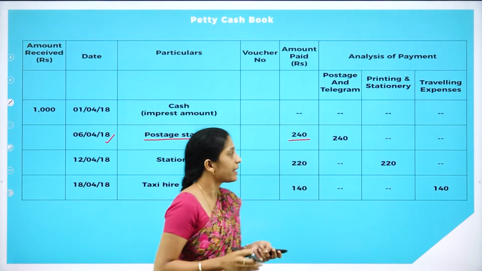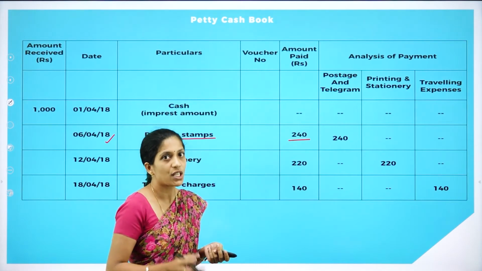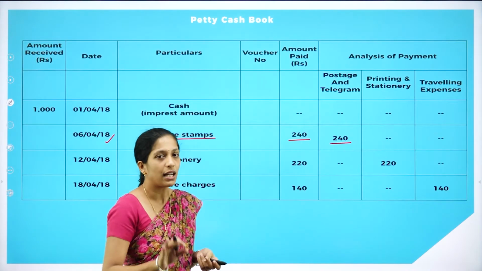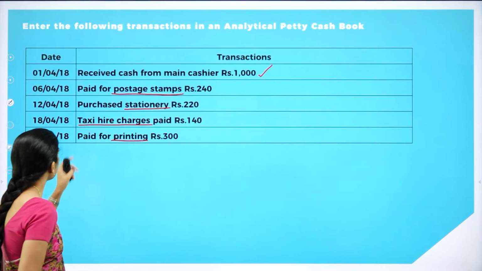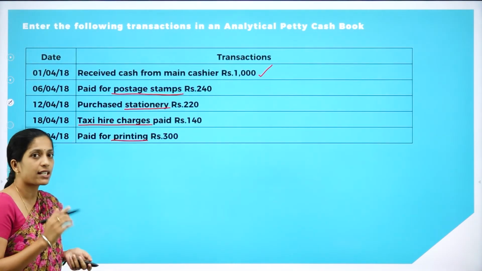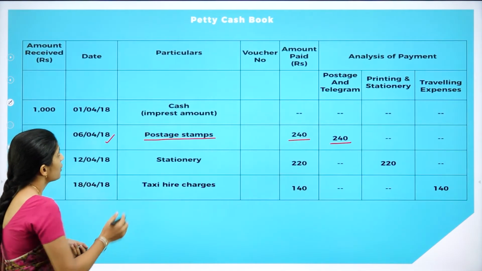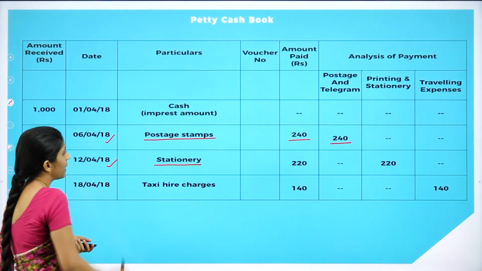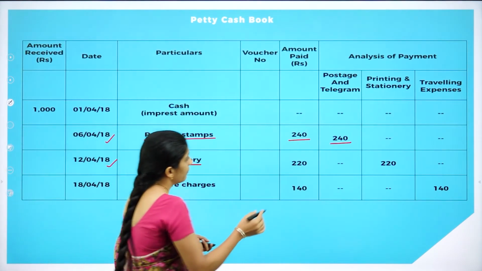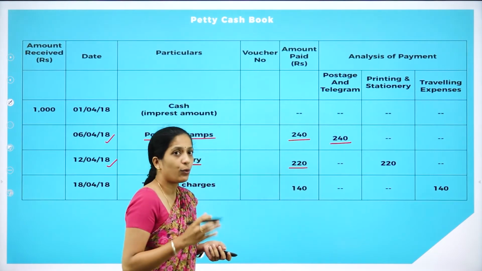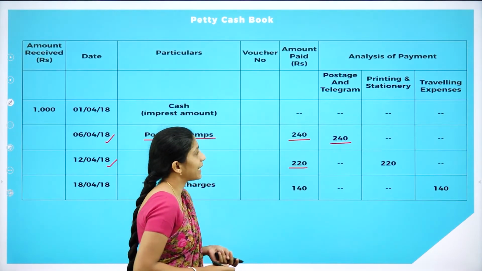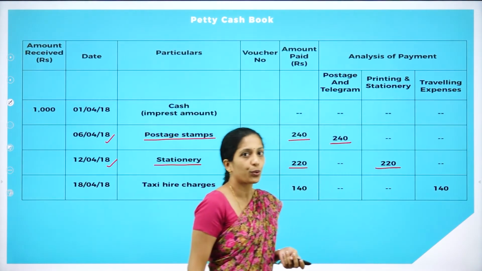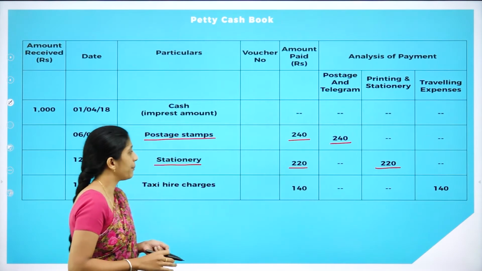Now postage and telegram. So it is postage stamps. So where does it come? Under postage and telegram. So all the rest of the columns are empty. Next is 12/4/2018, purchased stationery. So how do we record? In the particular column we will record stationery, on which date, that is 12/4/2018. Next, under amount paid we will write the amount, that is 220. Now where will this stationery come? It comes under printing and stationery, that is 220. Rest all the other columns are empty.